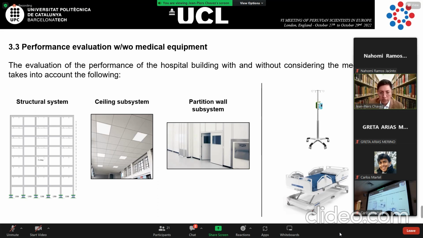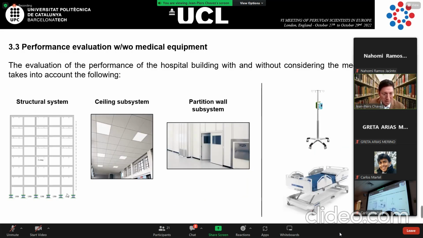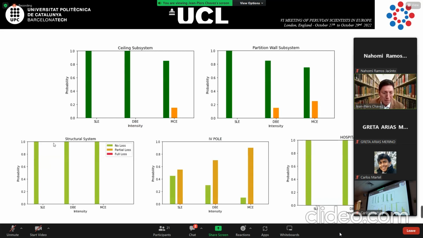But if I include the non-structural elements like this, and then I include other special elements in an operating room. Operating room, for example, the 4-pole or the hospital bed. These are the basic machines inside the building, inside the hospital building. If I run this model, I can get these results, this graph, for example. If I use the seismic isolation system, of course, the damage in the structural system is 0. You can see in this graph, for example, no loss.